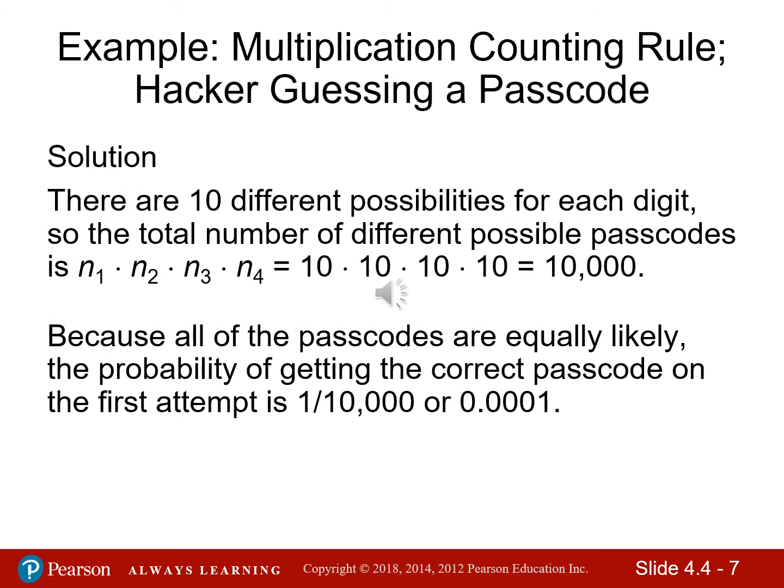Recall that each digit can be any number between 0 through 9. So there are 10 different possibilities for each digit, so that the total number of different possible passcodes is equal to n1 multiplied by n2 multiplied by n3 multiplied by n4, which is equal to 10 times 10 times 10 times 10, which is equal to 10,000. Because all of the passcodes are equally likely to occur, the probability of getting the correct passcode on the first attempt is 1 out of 10,000, which is equal to 0.0001.